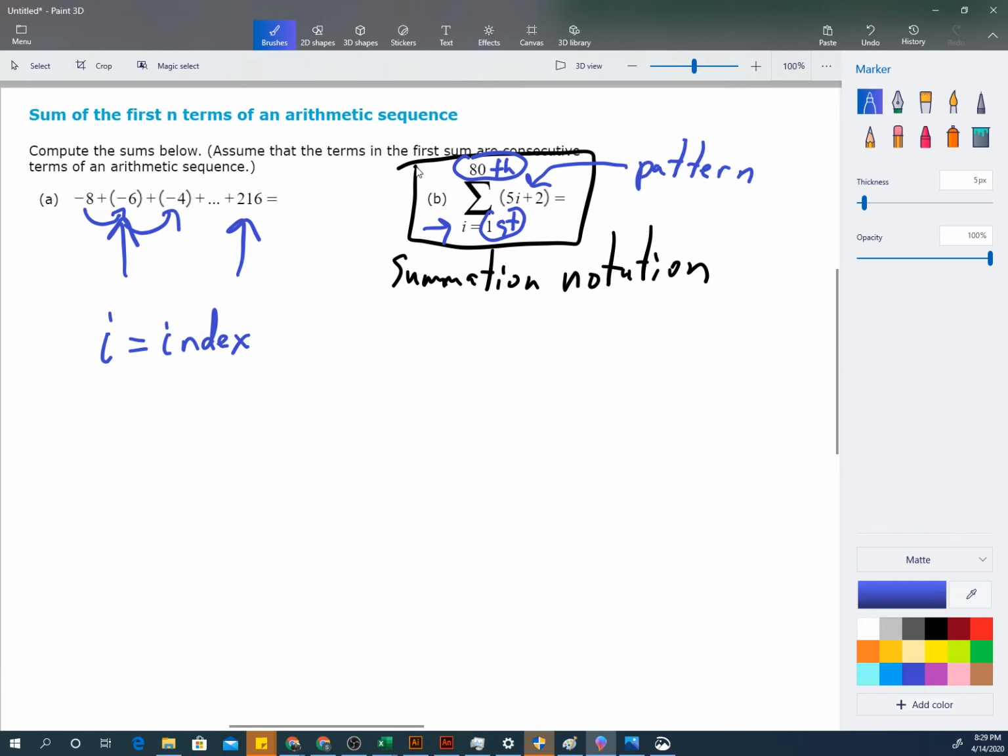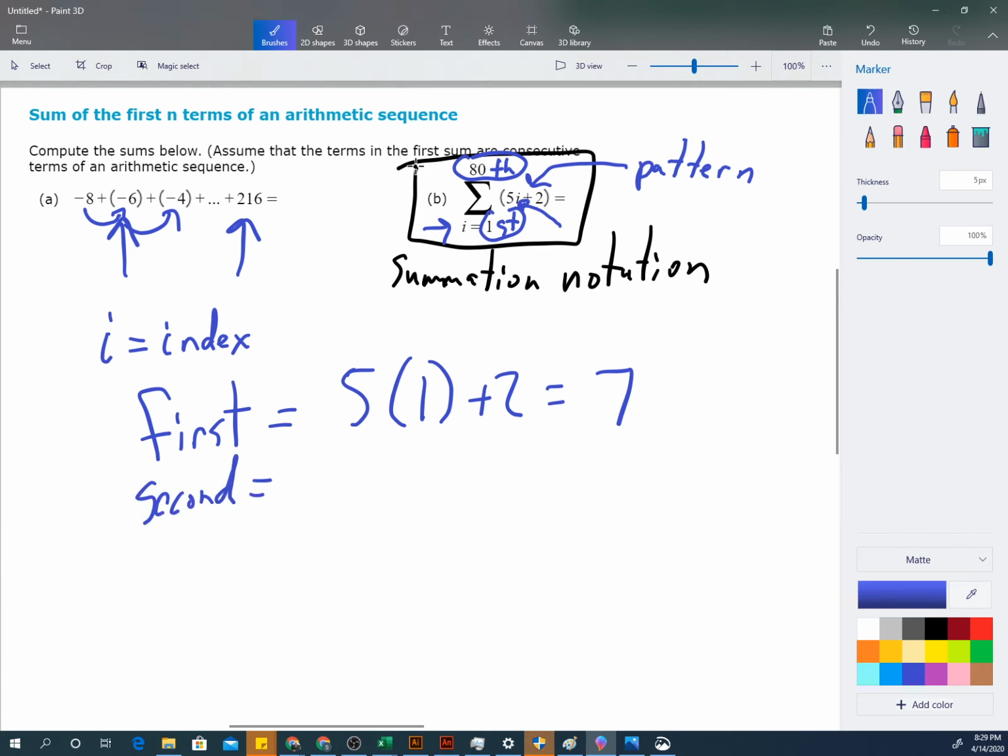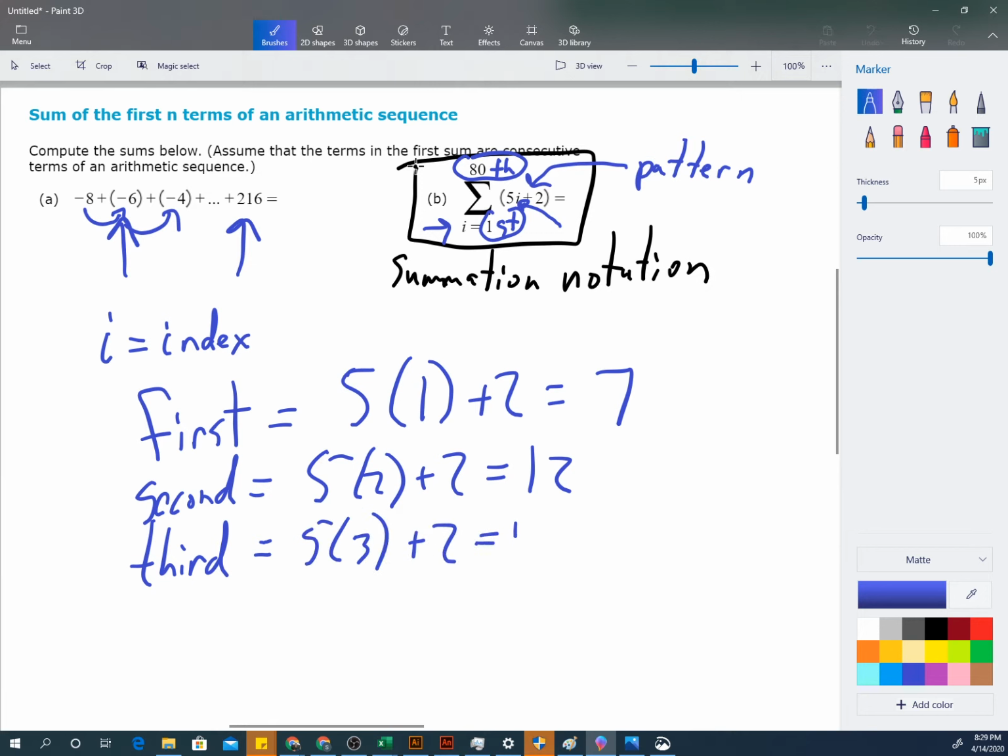All right, so if I want to find the first term, what's very convenient about this is notice that I is right here in the formula itself. It means my first term, we're going to take this and plug the number 1 into our first place, and we end up getting 7. If I want to do then my second term, I plug 2 into that location. And I get 10 plus 2, or 12. If I want to find my third term, I plug in 3, I get 15 plus 2 is 17.